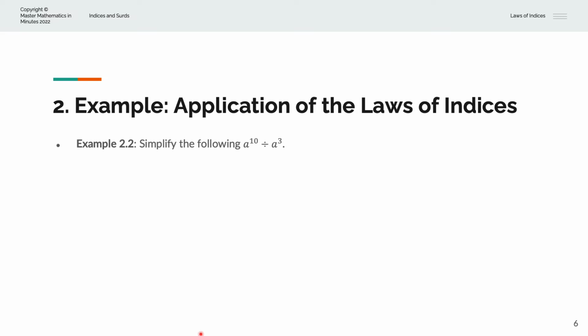And in the second example, we're asked to simplify a to the power of 10 divided by a to the power of 3. So we'll use the second law. So a to the power of 10 divided by a to the power of 3, according to the second law, is where we subtract the power. And so we have a to the power of 10 minus 3, and that gives us a to the power of 7.